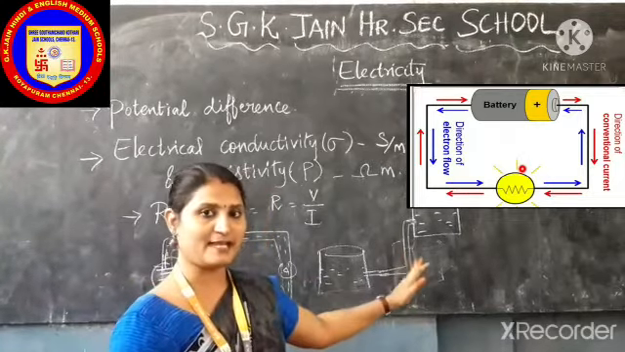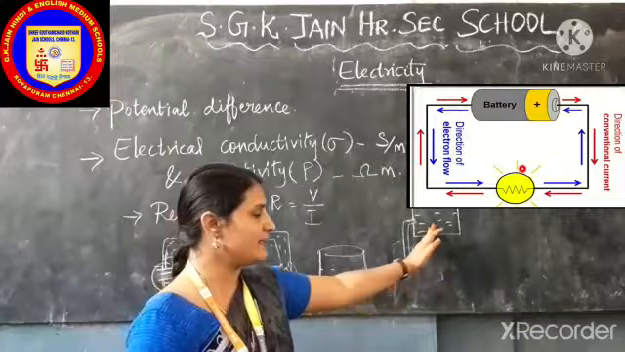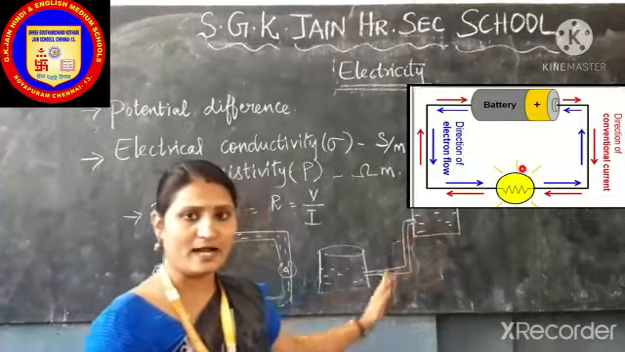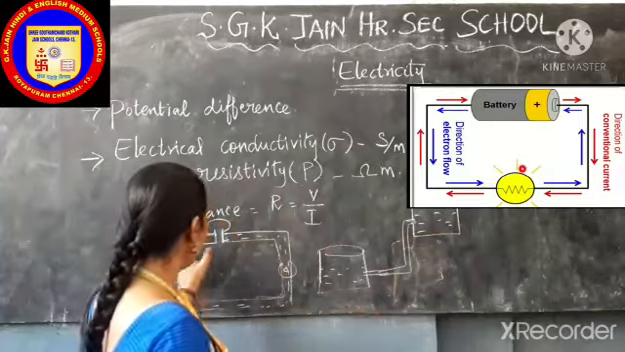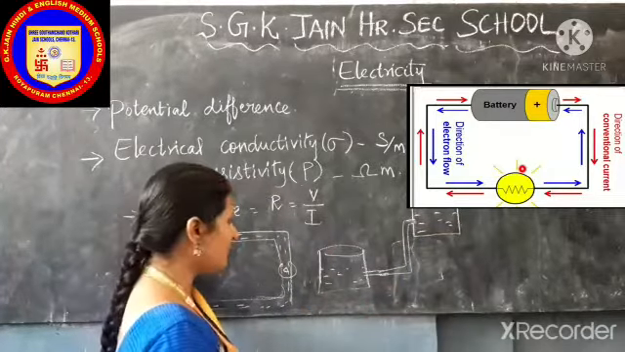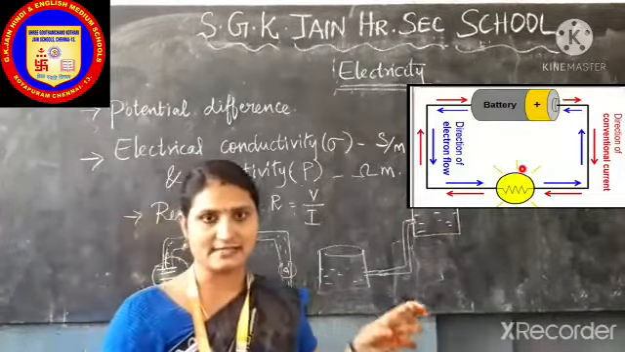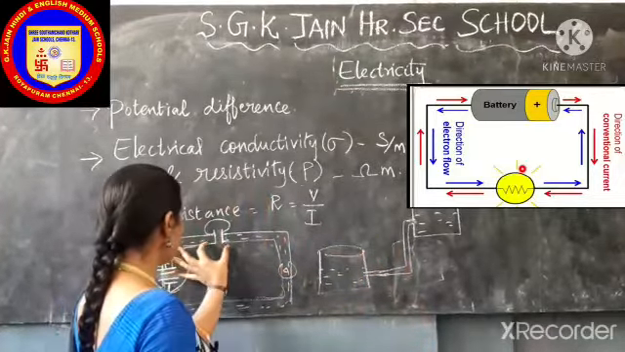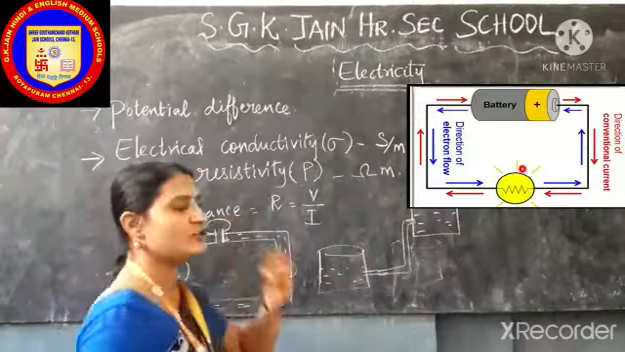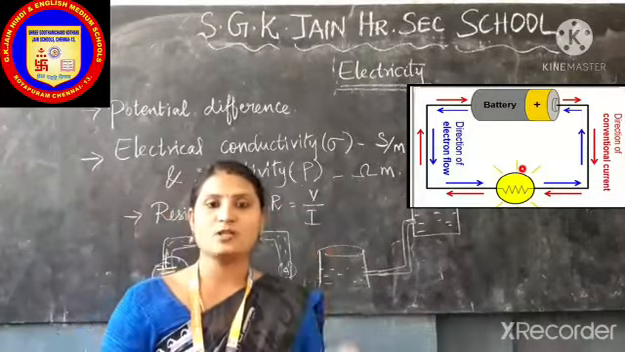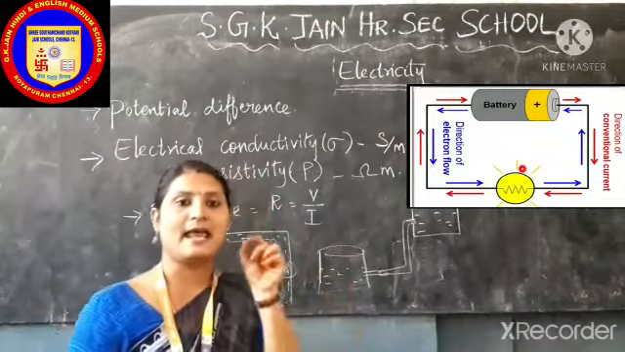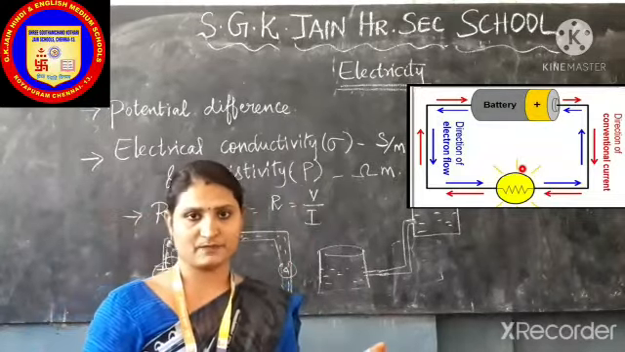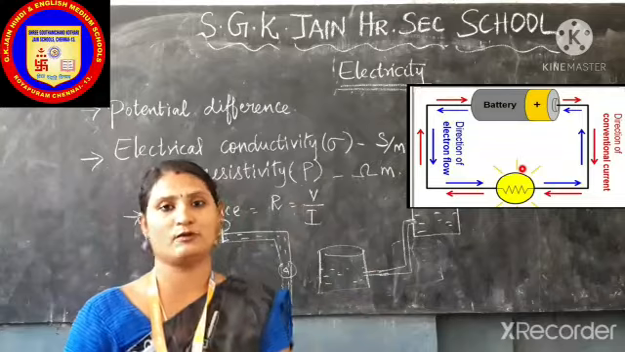Because of the height difference, the water will flow from one container to another container. In a similar way, the battery provides potential difference between any two points, in these two points. Because of the potential difference, the electrons will flow from one point to another point. The electric current will start to flow.